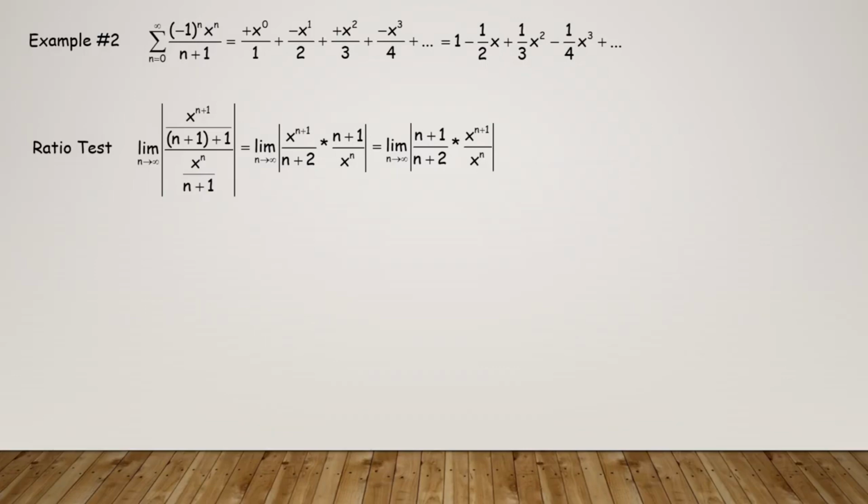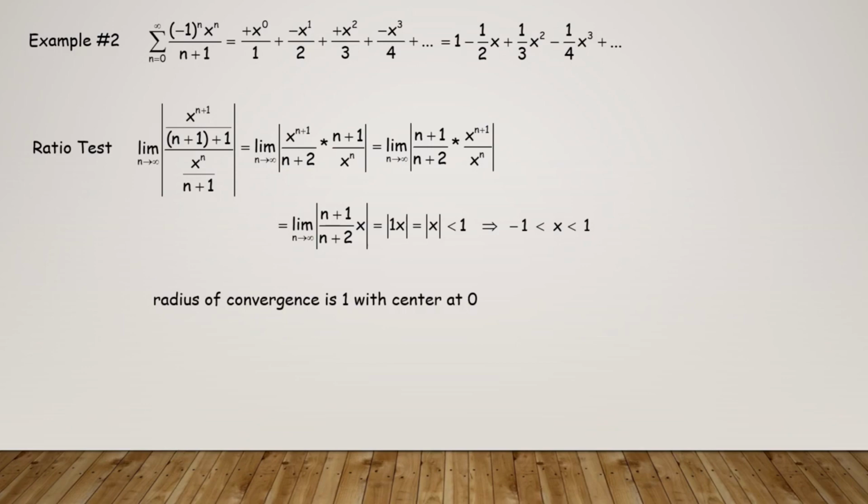Since I've done a lot of this work in the first example, we can determine very quickly that my limit ends up being the absolute value of 1x again, which is the same as the absolute value of x. So again, the interval of convergence will occur when the absolute value of x is less than 1. Again, this falls between negative 1 and 1. I can determine again my radius of convergence is 1 at a center of 0.